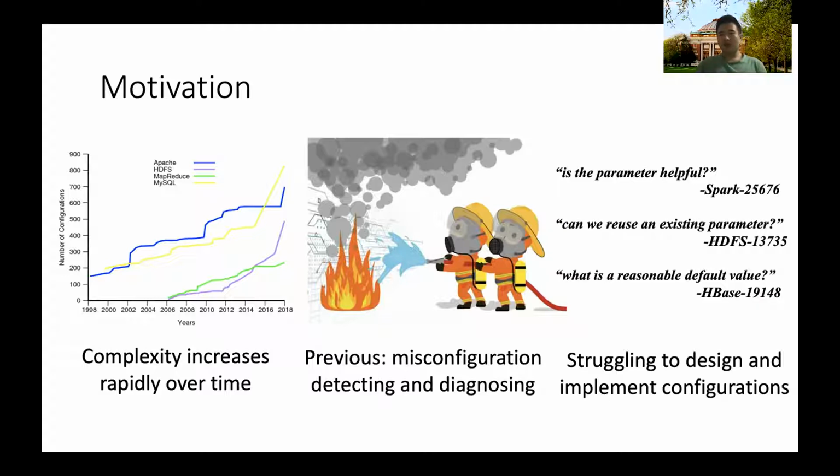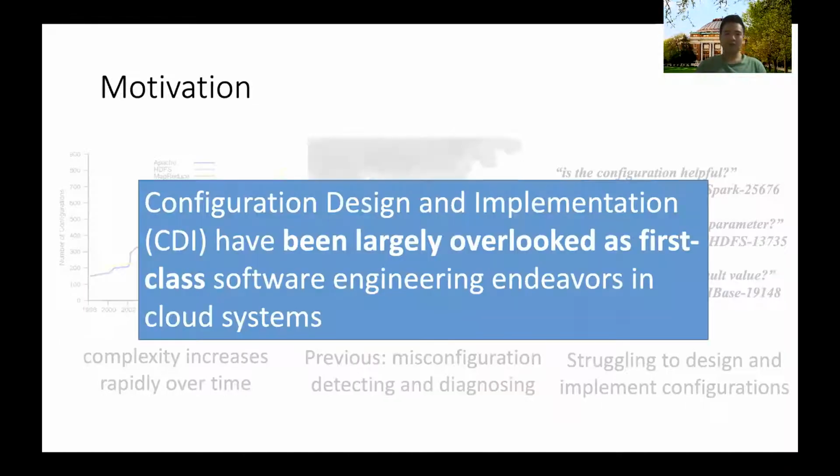We also find that many developers are struggling to design and implement configurations. For example, is a parameter useful? Can we reuse an existing parameter? What is a reasonable default value? In our view, compared with software architecture design and software testing, configuration design and implementation have been largely overlooked as first-class software engineering endeavors in cloud systems.